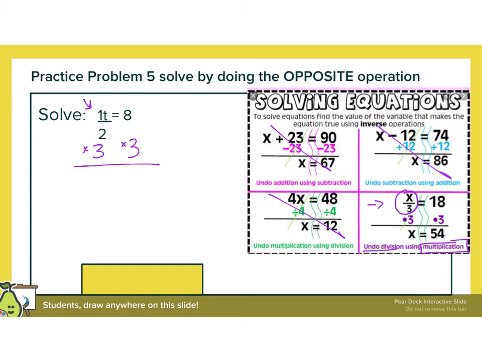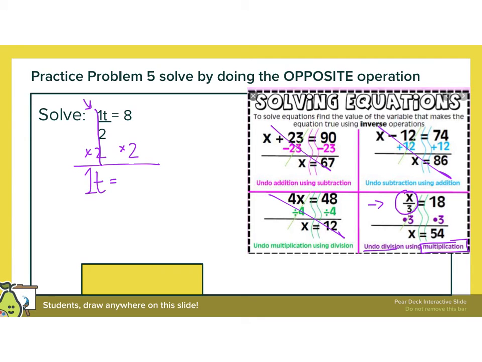Oops, not 3 for me, huh? For me, it's just 2. I was looking at the poster. So I have to put times 2 and times 2. So that makes this go away, and I have the t, because half of 2 is 1, right? So I just have 1t.